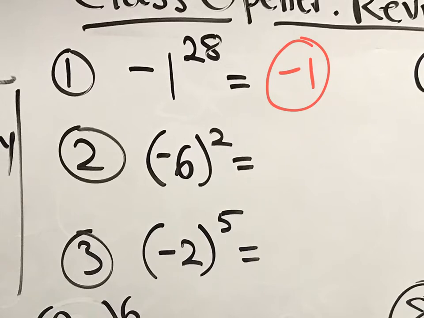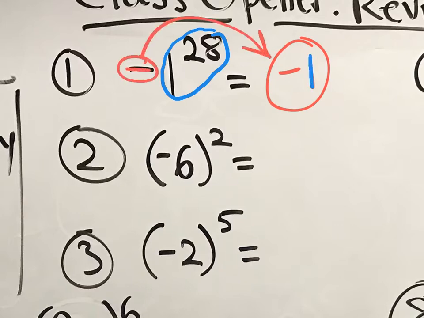Negative 1. I know you guys are thinking, wait a minute, didn't you say yesterday that if your power was even, then you'd have a positive answer? But the thing was, you needed parentheses around it, right? So right here, you have to actually think of the 1 to the 28th power first, and that's just 1. And then this negative sign, you just take it and put in front of your answer. So the answer is negative 1. Make sense? Okay, so number 2, what's the answer to number 2?